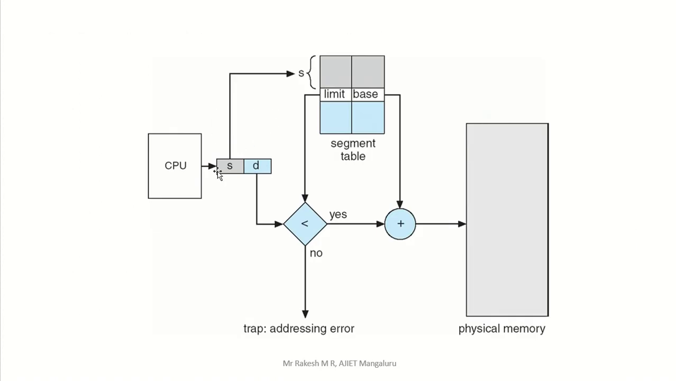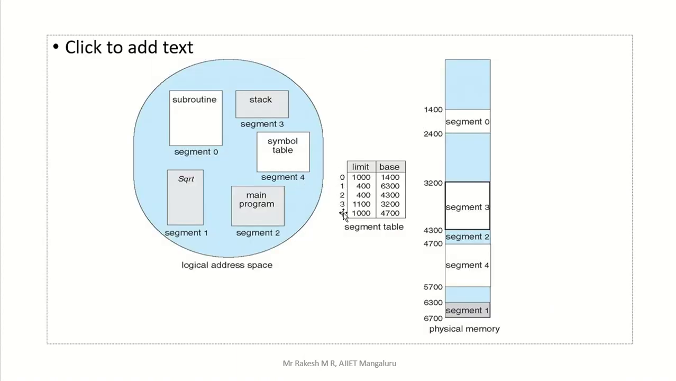Now this is just a block diagram, or you can call it a flow diagram. The CPU will send a logical address. In the previous case the logical address contained the page number, but here it contains the segment number. That segment number is sent to your segment table. In the segment table we have base and limit. That base and limit is searched based on the segment number. Which is the segment number? See, this one is the segment number.